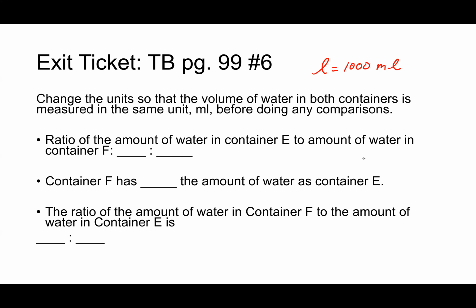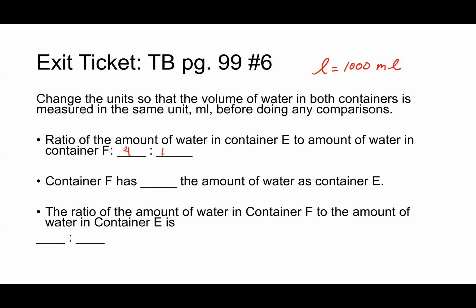Okay, so you've got container E with 1,000 milliliters, and container F with 250 milliliters. Container E has 4 times the amount of water as container F. And the ratio of the amount of water in container E to the amount of water in container F. What's the answer to that? Uzziah. 1 to 4. Let's see. Actually, let's take another look. Do you have your container E? Look at your picture. Does that one have more or less? Yeah, so should it be 1 to 4? Okay. 4 to 1, good job.